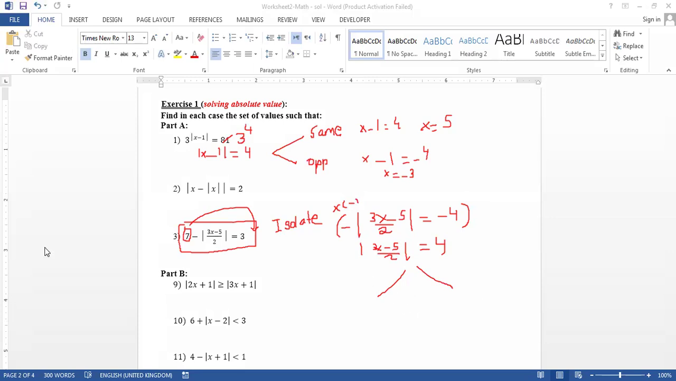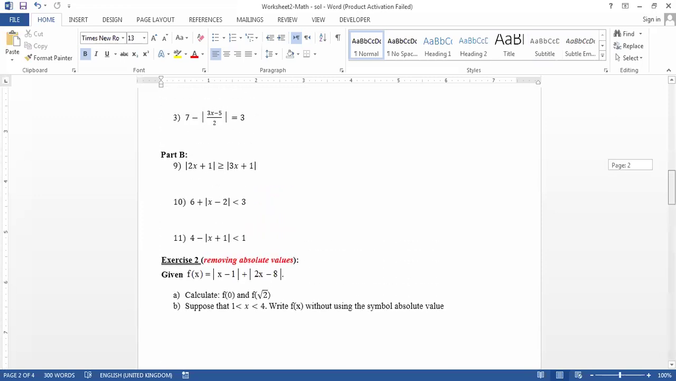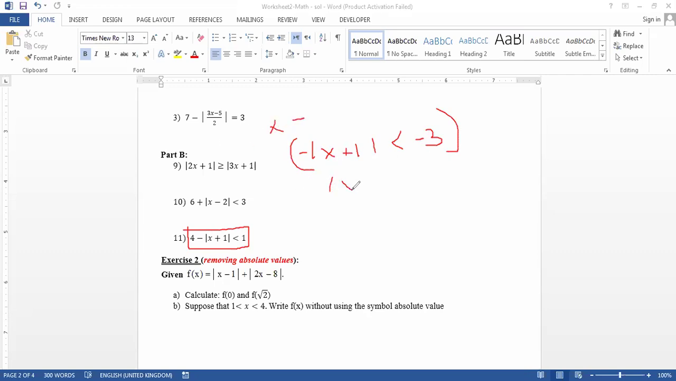Let me solve one absolute value inequality. Okay, so I'm going to continue. I will take one of them. I will solve this one for you. Also, you need to isolate the absolute value. So the first thing, I'm going to take the 4 to the other side. So minus absolute x plus 1 less than 1 minus 4, which is minus 3. And now I'm going to multiply the whole inequality by minus. So I get absolute x plus 1 greater than 3. And I solve it in 2 cases, same and opposite, as I taught you before.